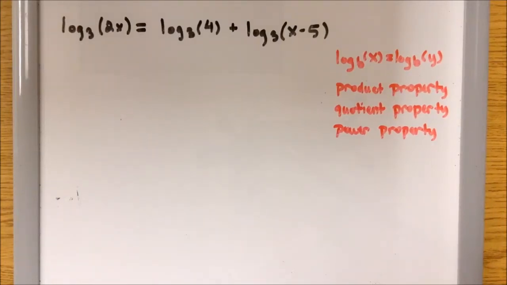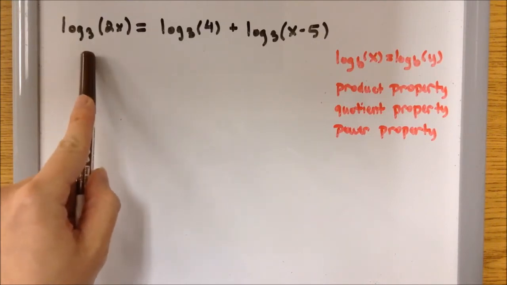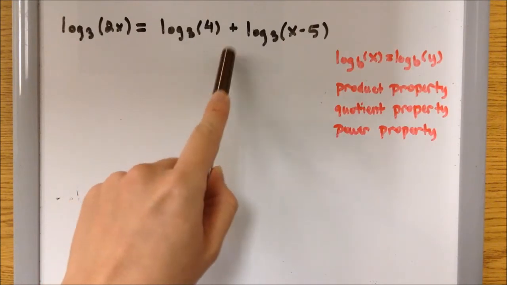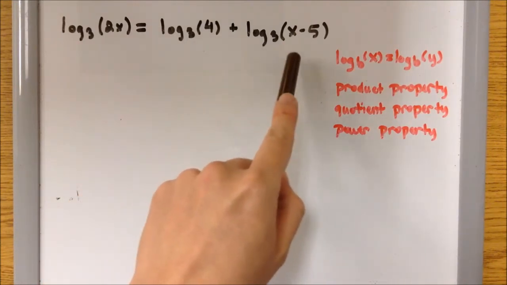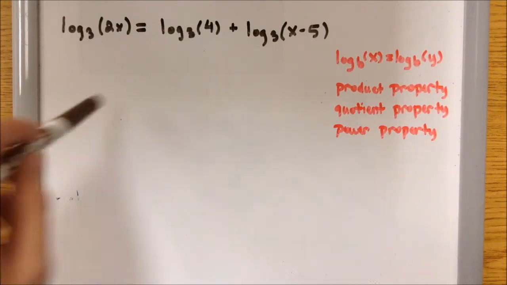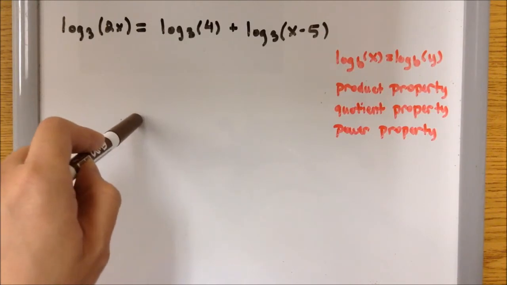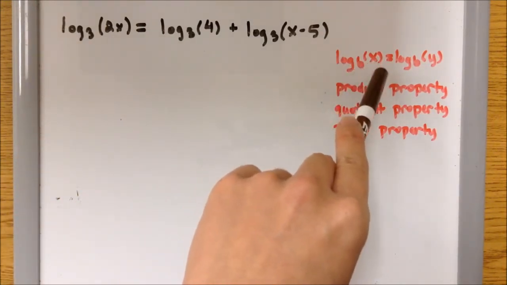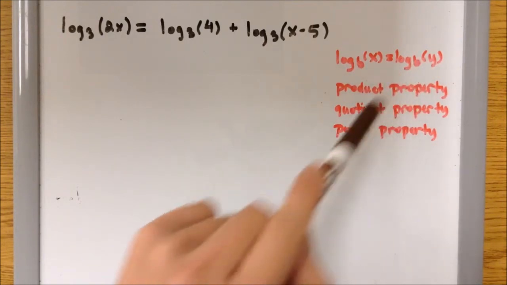For this section of the lesson, we have, in this example, log base 3 of 2x equal log base 3 of 4 plus log base 3 of x minus 5. Now, before we can do any solving whatsoever, for a log equation, we have to follow the property of one-to-one log equation, which is log base b of x equals log base b of y.